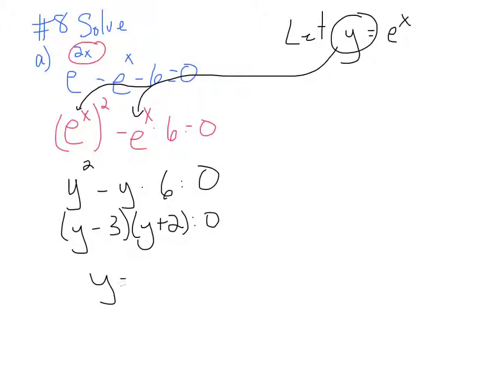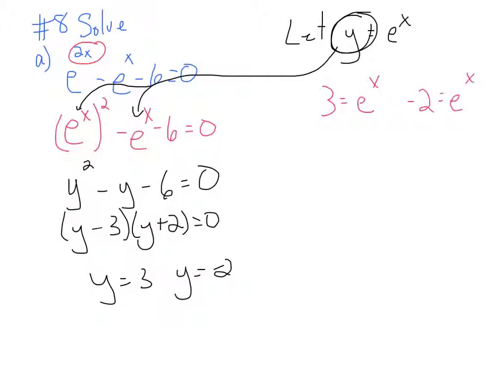So y could be positive 3 or y could be negative 2. But here's the problem. We're not trying to figure out what y is. We're trying to figure out what x is. But wait a minute. We said y was really equal to e to the x. So put both of these values in for y. So 3 could be e to the x, or negative 2 could be e to the x.